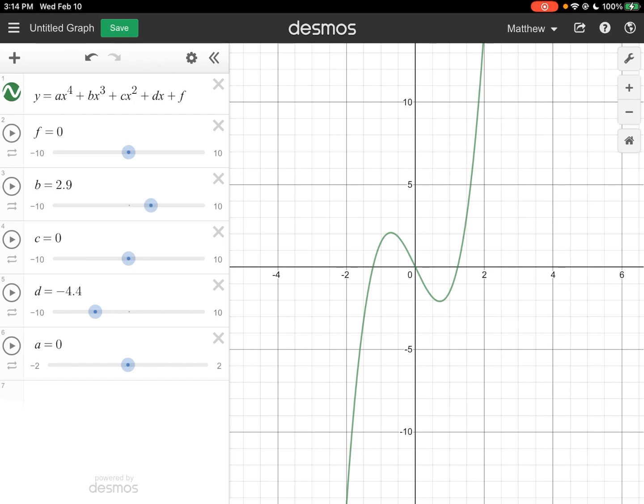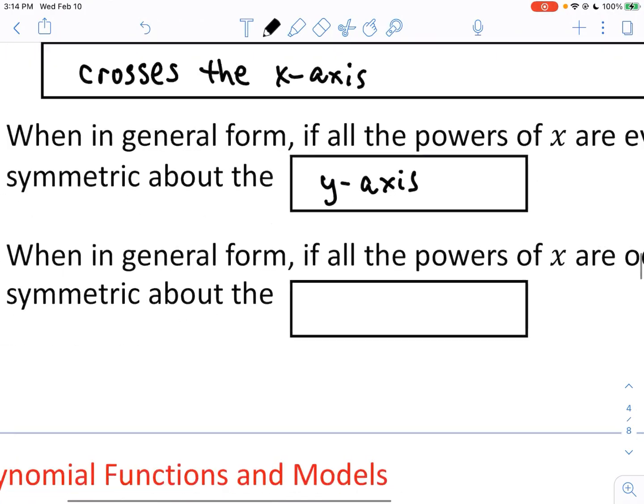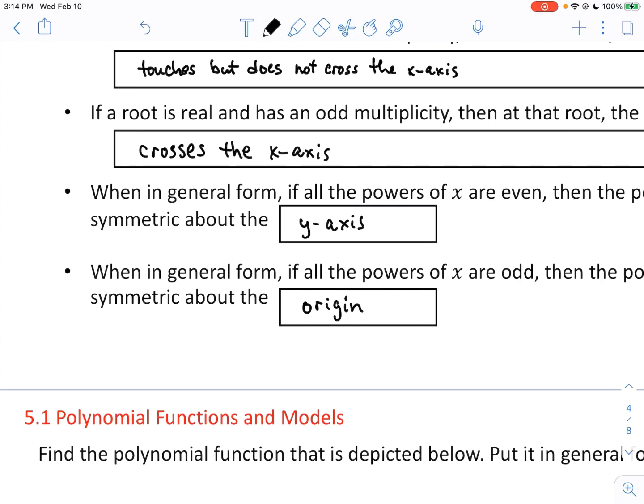The symmetry that we're seeing here is the symmetry about the origin, meaning that if you rotate the graph 180 degrees, either clockwise or counterclockwise, pivoting at the origin, then you will see the graph will become itself again. And this is the symmetry we say is symmetric about the origin. These are the same kinds of symmetries we talked about with even and odd functions. Okay, let's go on to the next slide.